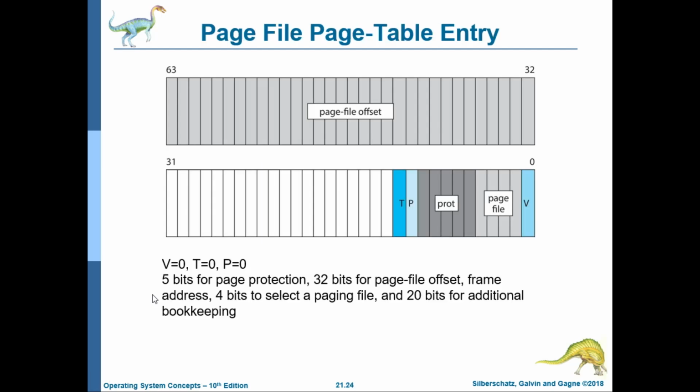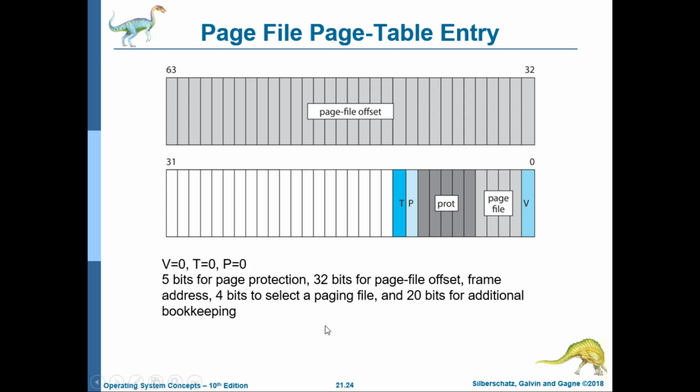Okay, next is we have the 32-bit. How about for 64-bit? So for here, V is equal to 0, T is equal to 0, and P is equal to 0. Then we have 5 bits for page protection. And then 32 bits for, this is the 32 bits page file offset. And then frame address.